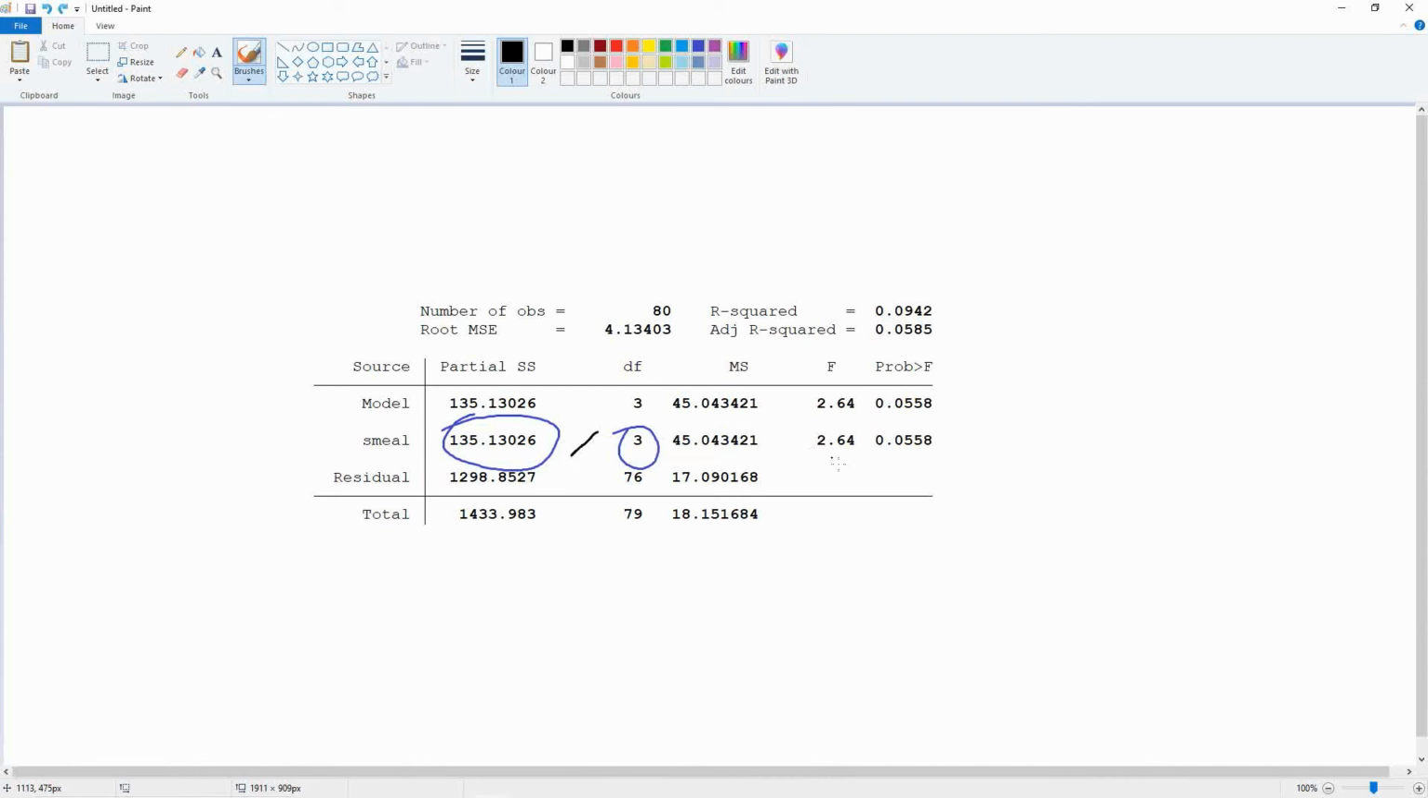Now it does work the other way as well. 45 times 3, that's a terrible times sign, 45 times 3 is going to give me 135 and a bit, and similarly 17 times 76 gives me 1,298 and a bit.